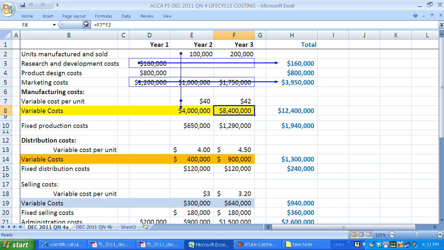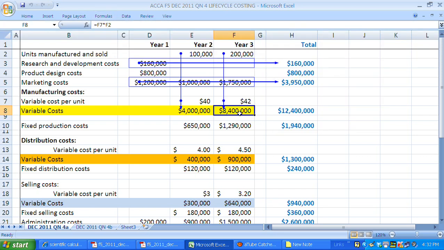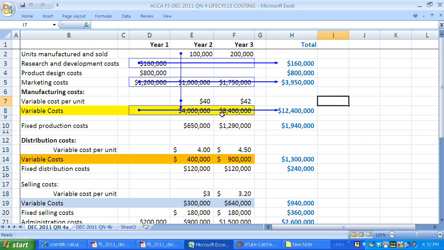Same thing for variable costs: it is simply the unit cost multiplied by the number of units in year 3, which is 200,000. So that is pretty straightforward. Then I finally add up the variable costs, and when I add them up, I end up with 12.4 million.